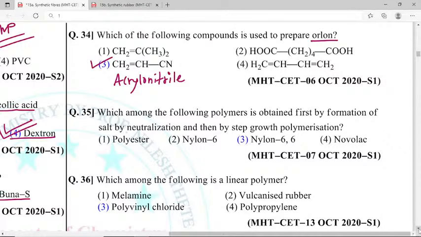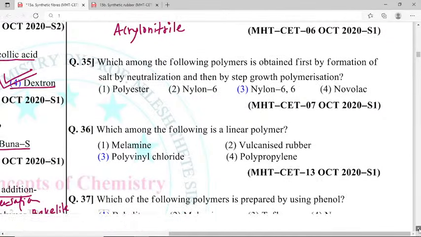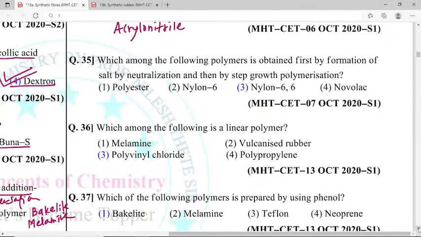Acrylonitrile, CH2 double bond CH and CN. Which among the following polymers is obtained first by formation of a salt by neutralization and then step growth polymerization? So this is very important. Nylon 6,6 is the polymer. They contain the salt and are also known as the nylon salt. So it is called the nylon salt.